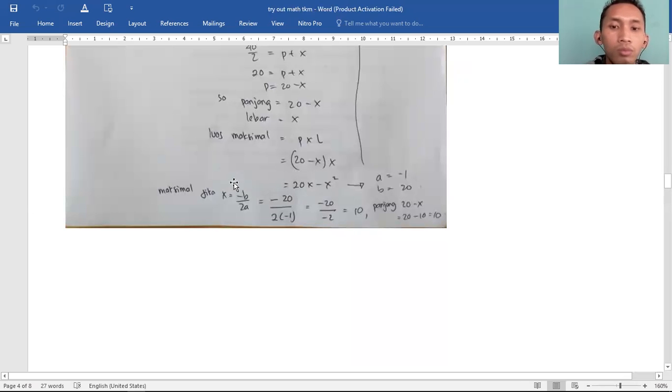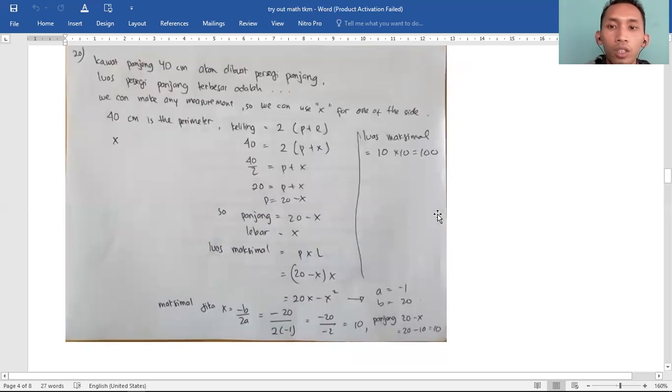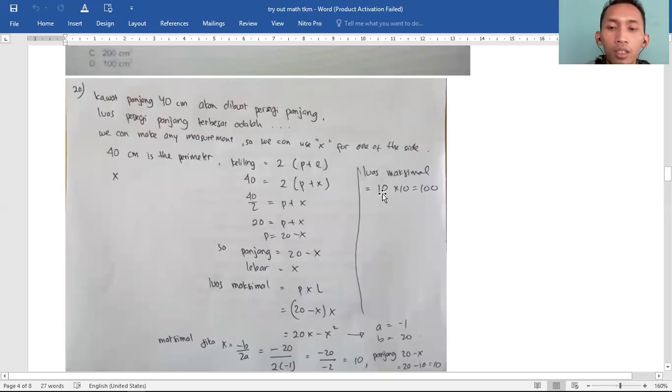It is maximum if... maximum is like a big point. So x is minus b per 2a. So negative 20 per 2 times negative 1. So negative 20 per negative 2, 10. So x is 10. How about the length, 20 minus 10, it is 10 as well. So the area is 10 times 10, like length times width, so 100.